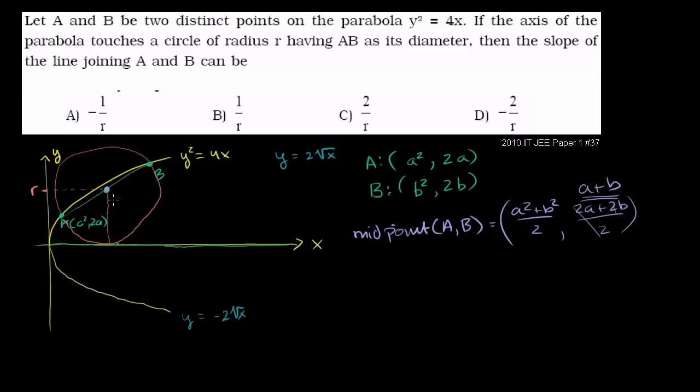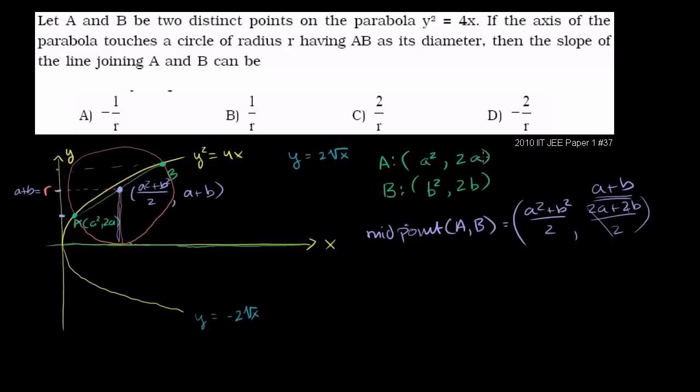So this point right over here is going to be a squared plus b squared over 2, comma, a plus b. Now, we just saw that this height right here is r. So a plus b, this y value right over here, is also equal to r. The y value in between 2a and the y value in between 2b right over here, this is a plus b. So just like that, we were able to get a relationship between a, b, and r. So we know a plus b is equal to r.